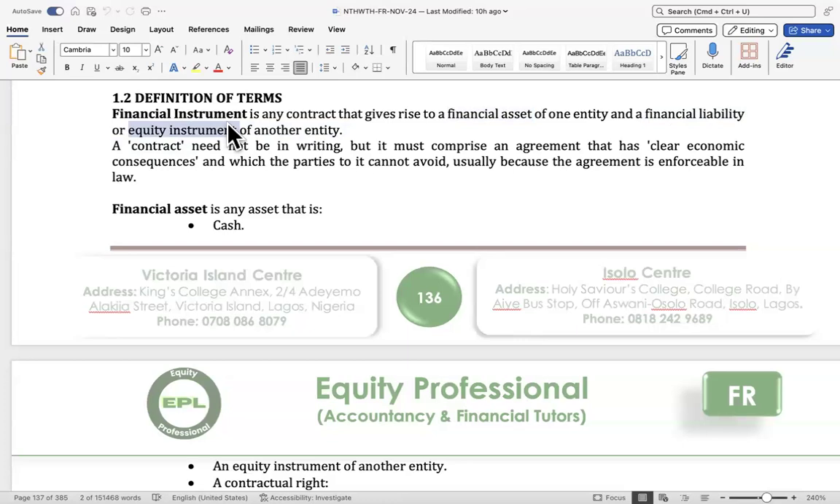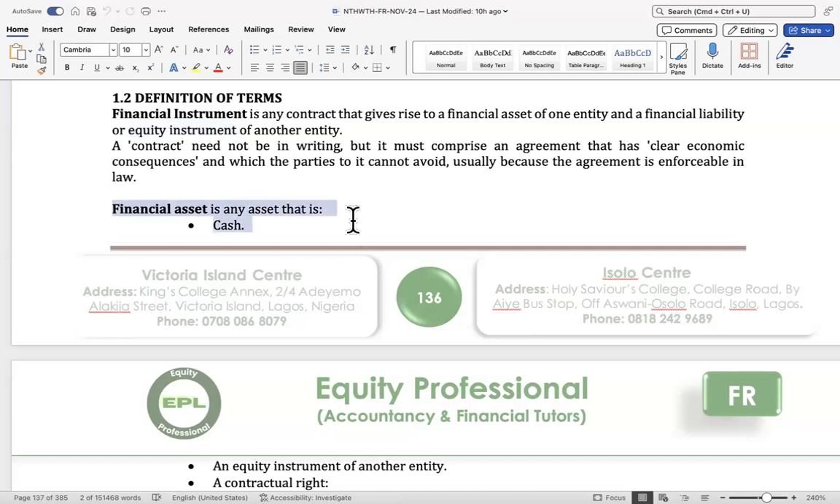So the investor, the person that is putting money down, is the person that has a financial asset. Well, the person that is collecting money, it now depends on how he has raised that money. If he is borrowing money, a financial liability he will book. If he's looking for shareholders, an equity instrument he will book. And that is why this definition goes as it is, that is, any contract that gives rise to a financial asset of one entity and a financial liability or equity instrument of another entity.